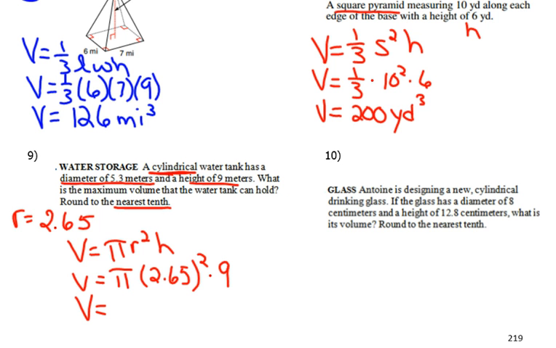And I like when I get to round them. Makes my life a little easier. So 2.65 squared times 9. So 198.6 meters cubed.